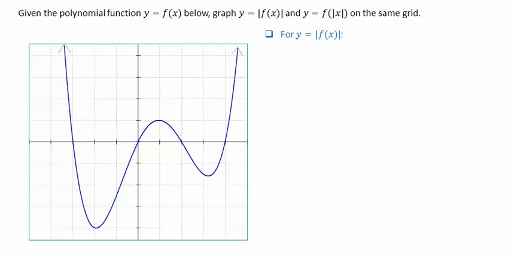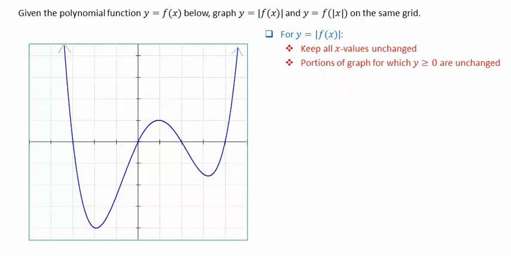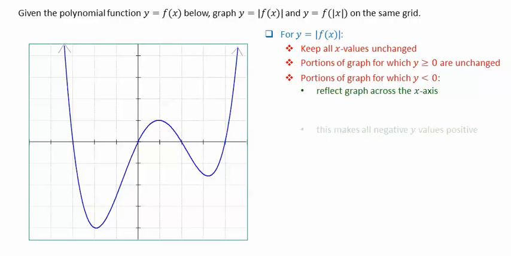For y equals the absolute value of f of x, keep all of the x values unchanged. For portions of the graph for which y is greater than or equal to 0, leave these unchanged. For portions of the graph where y is less than 0, reflect the graph across the x-axis. This will make all of the negative y values positive.